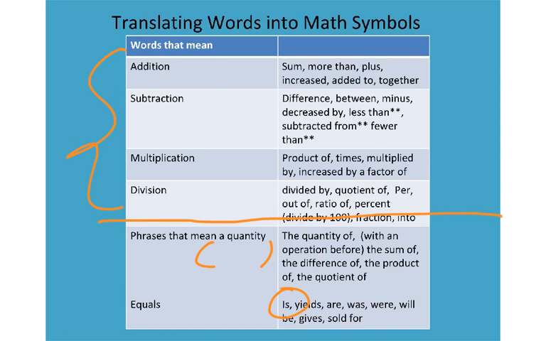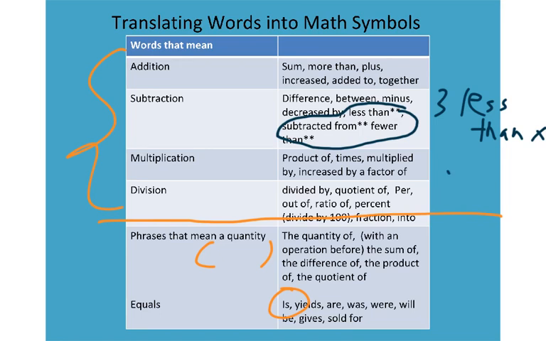Now you may have noticed that there's asterisks next to less than, subtracted from, and fewer than. And there's an important reason why. When you see one of those 3 phrases, less than, subtracted from, or fewer than, you have to switch the order of the things you're subtracting. So for example, 3 less than x, if I were to write that down in algebra, that actually is x minus 3, because 3 is being taken away from x. So it's actually x minus 3. When you have less than, subtracted from, or fewer than, you have to switch the order of the things you're subtracting because that first thing is being taken away from the second one.